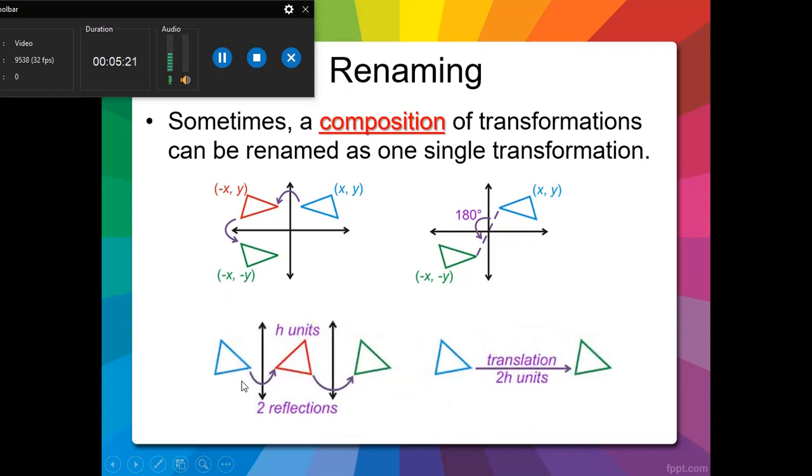In the second diagram, we're starting with the blue triangle. We're reflecting it over the first line, and then we're taking the red triangle and reflecting it again to produce the green image. You'll notice that the blue triangle and the green triangle are facing the same direction. So ultimately, I could have gone from blue to green with a simple slide 2 units to the right. Typically, you don't know how to rename it until you've performed all the steps and you can see where the final location is.